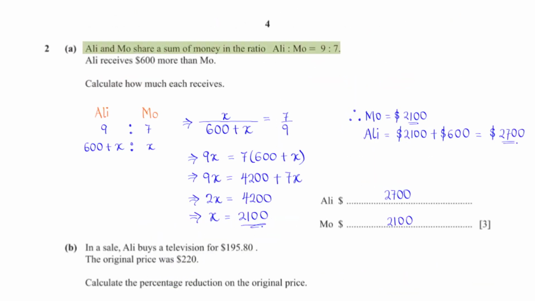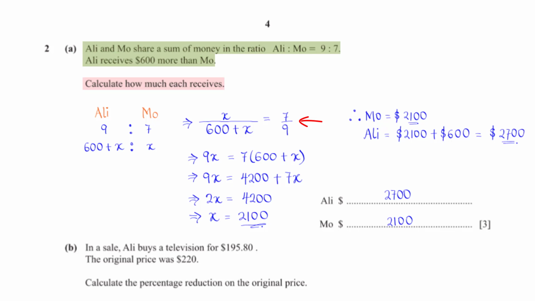Ali and Mo share a sum of money in the ratio Ali is to Mo equals 9:7. Ali receives $600 more than Mo. Calculate how much each receives. So first, let's set up our ratio. If we represent the amount of money Mo receives with x, then Ali receives 600 plus x. From the ratio, we can set up our equation as x over 600 plus x equals 7 over 9.